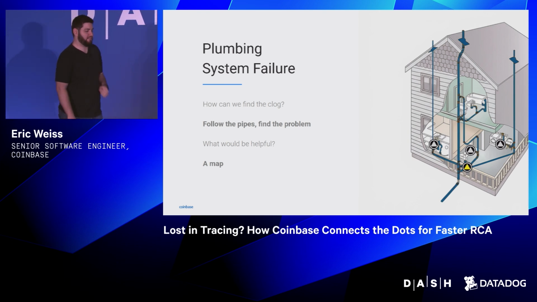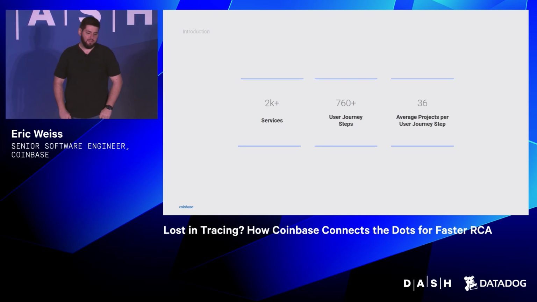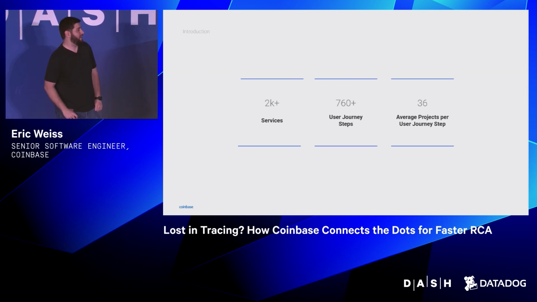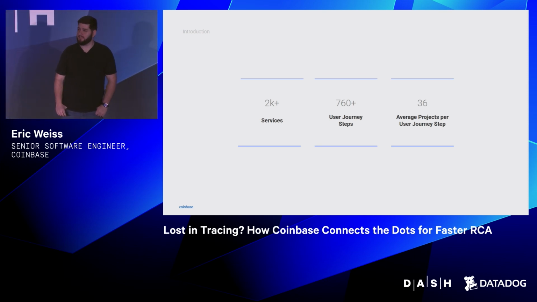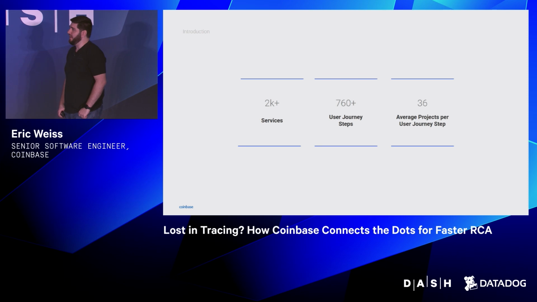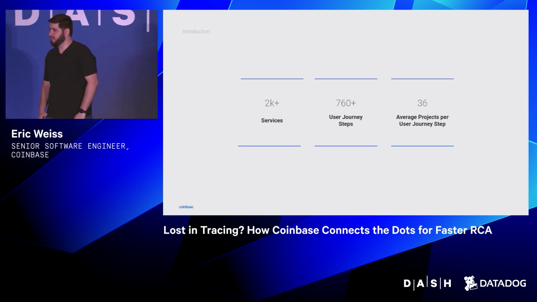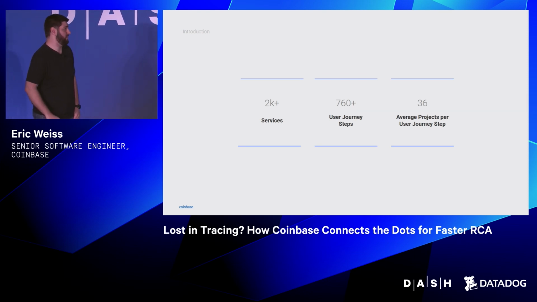But what happens if we scale this up a bit? At Coinbase, coming back to the software world, we're looking at a lot more data. We're looking at over 2,000 different services that are calling one another. We're looking at over 760 different user journey steps. And this averages projects per user journey step, that's per step, not user journey. So a user journey like buy crypto could have hundreds of different projects that it's touching.